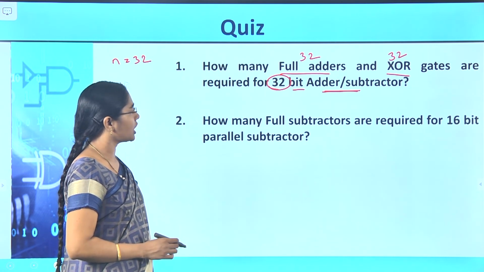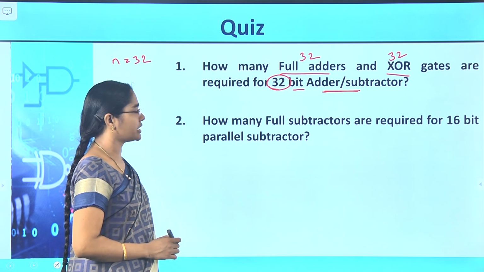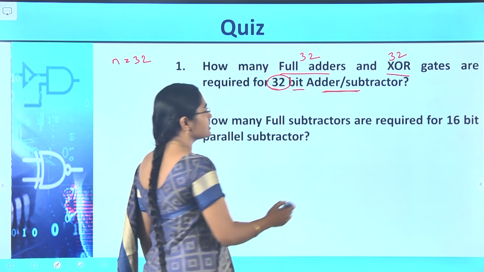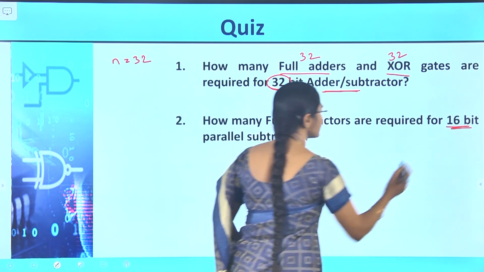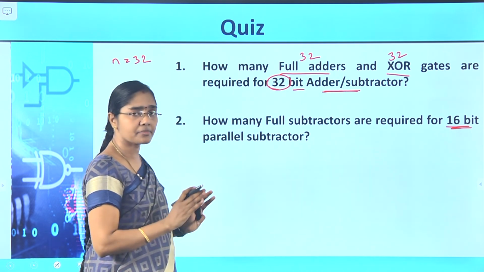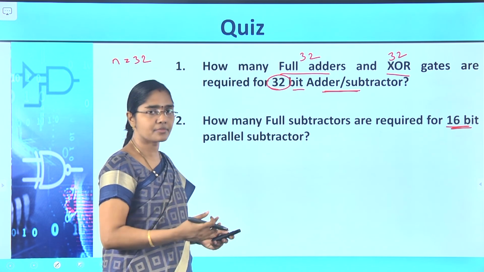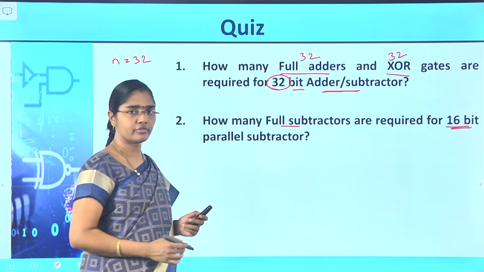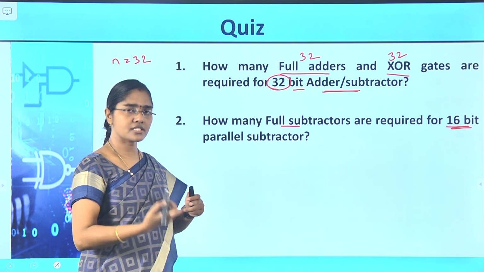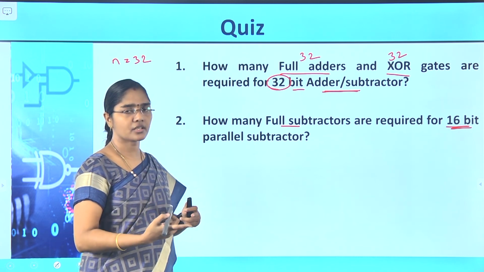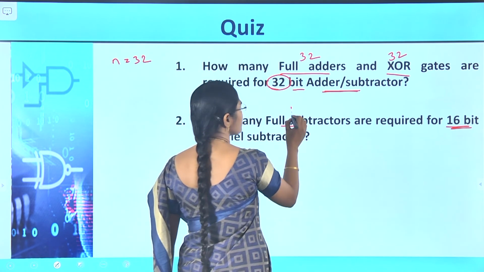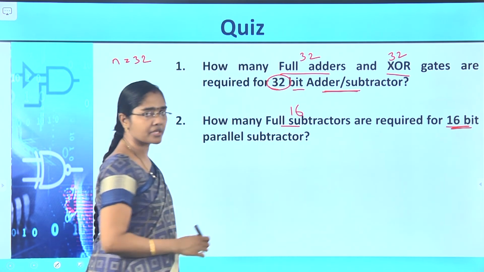Next question. How many full subtractors are required for a 16-bit parallel subtractor? See, 16-bit parallel, only subtractor it is, n-bit parallel subtractor. So, how many full subtractors are required? We know if n bit is there, an n-bit parallel subtractor requires n full subtractors, where n is equal to 16 simply. So, 16 full subtractors are required.